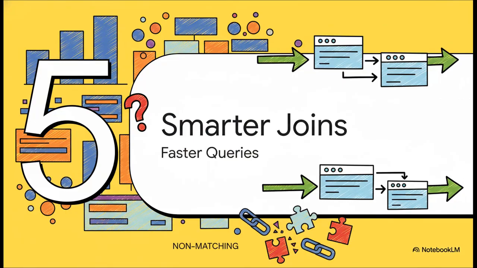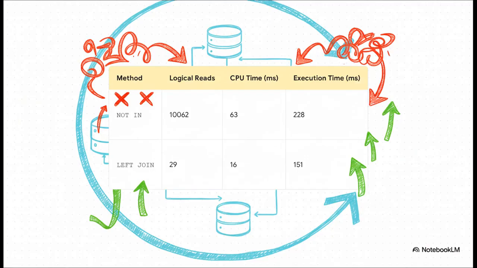Okay, this is all really cool, but does the method you choose to find this stuff actually matter for performance? If you're dealing with big data, the answer is, oh yeah, a huge yes. Just take a look at this performance test from SQL Shack. A lot of people might use a not in clause to find non-matching records. And sure, it works, but look at the cost. Over 10,000 logical reads. That's basically how many times the database had to go looking for data. Now compare that to our left join with the is null filter. It needed only 29. The query wasn't just a little faster, it was monumentally more efficient.